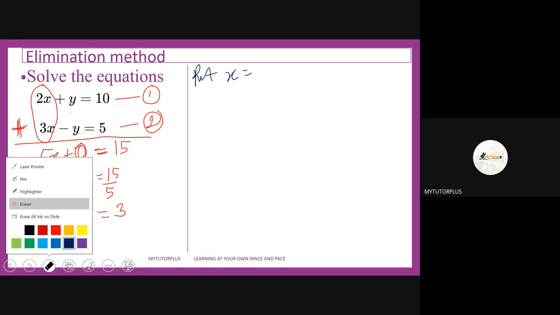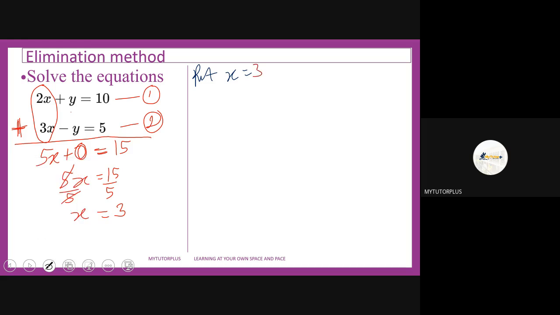Put x equals 3 in equation 1. You can use equation 1, you can use equation 2. Either of the two will give you the same result. In equation 1, first write the formula down. That is 2x plus y equals 10. That will be your first step.